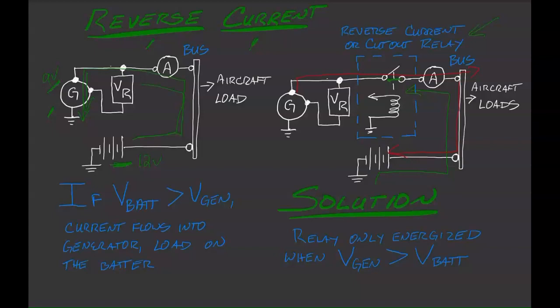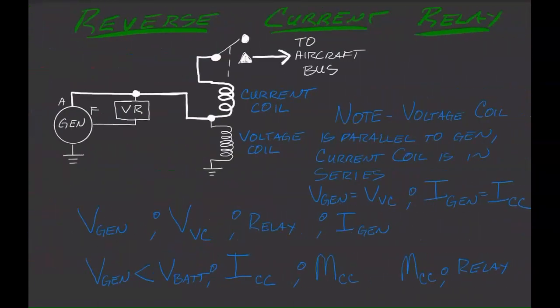So let's take a look at how we do this. There's a lot of different ways to do it. This is the way done with the old mechanical regulators that you'll see in your old high-wing Cessnas and Super Cubs, things like that. We use a reverse current relay. Basically, here's my generator right here with the armature lead and the field. I just drew this voltage regulator. Know that that's a similar circuit to what we talked about in the first video.